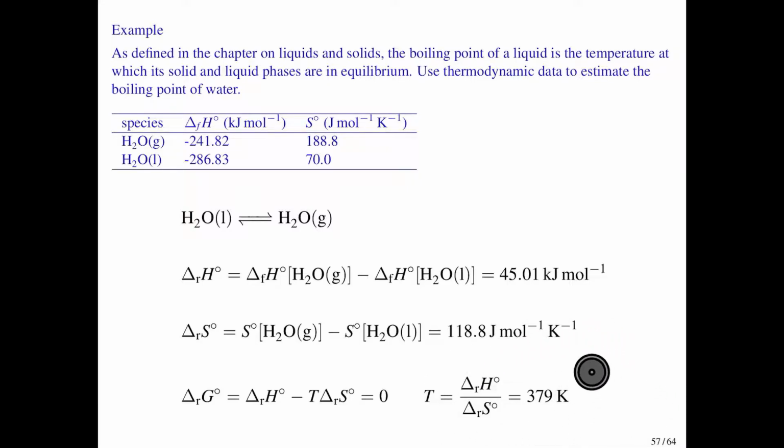boiling point. And we see that, of course, the result is not perfect, right? Water boils at 100 degrees Celsius, which would be 373 Kelvin. Here we're off by a few degrees Kelvin, but as I said before, it's just an estimate.